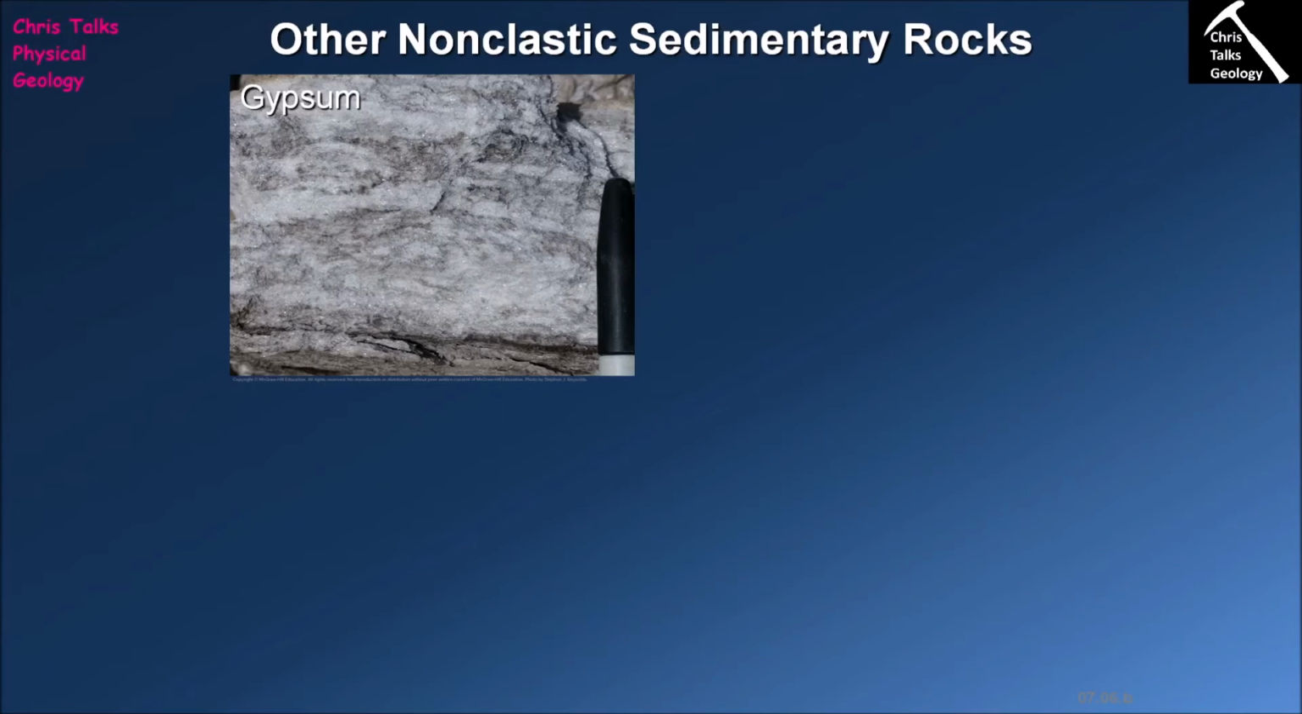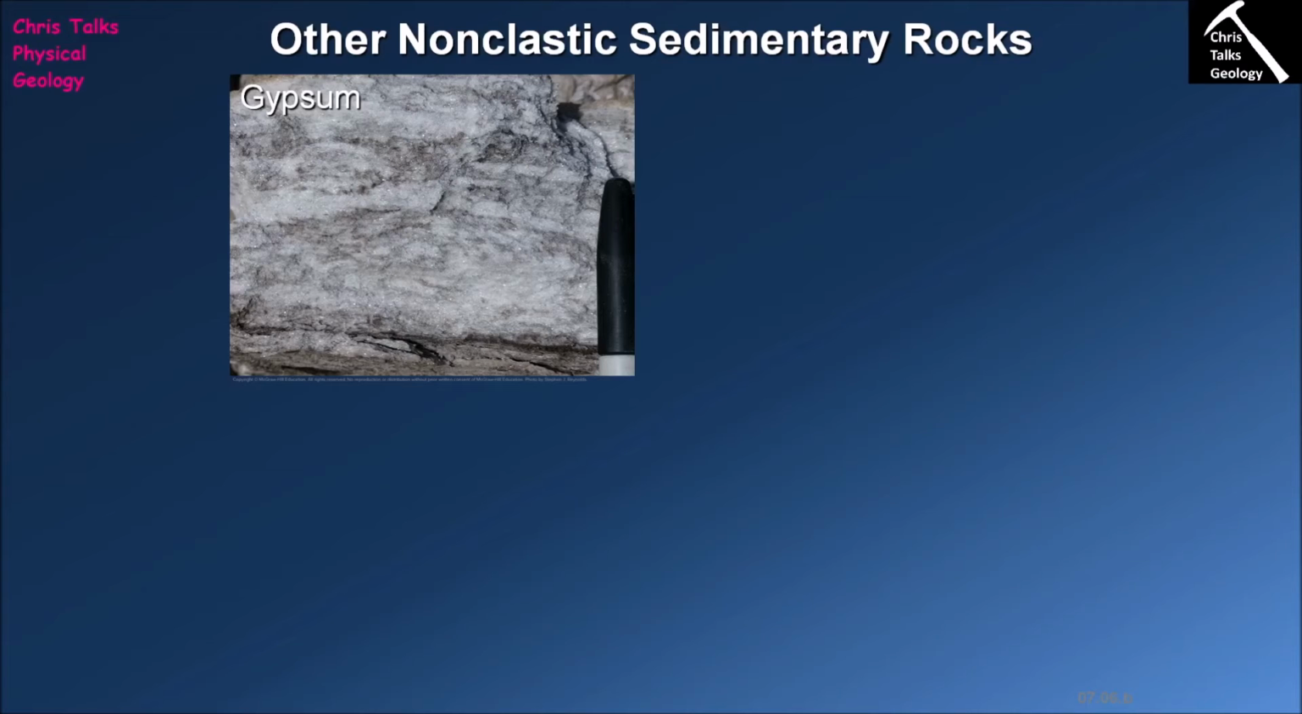So now we're going to look at 4 other common non-clastic sedimentary rocks, and we're going to think about how they form. So the next one is gypsum. So gypsum is essentially a calcium sulfate mineral, and gypsum, like the rock salt that we saw on the first slide, forms due to evaporation.